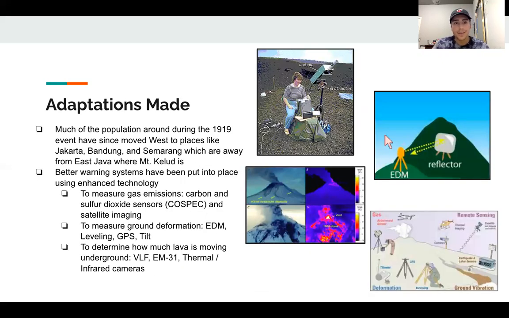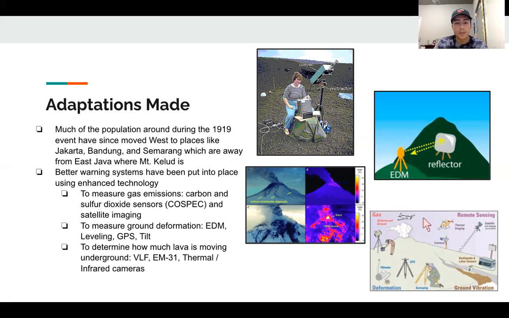So, adaptations that have been made. Much of the population around 1919 has since moved west, like Jakarta, where my grandpa grew up, and Central Java, anywhere besides West Java. Some have decided to stay, and they've also had better outcomes just because of innovation. Better warning systems have been put in place using enhanced technology. They're measuring gas emissions using CoSpec, which we see right here. And one cool thing I thought was they're flying planes over the volcano and measuring gas emissions over it using sensors.